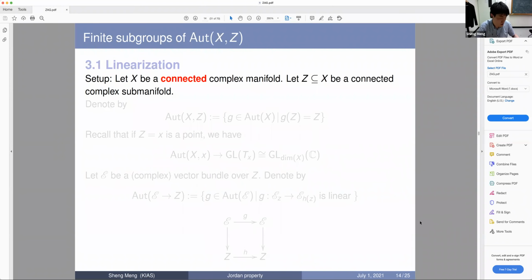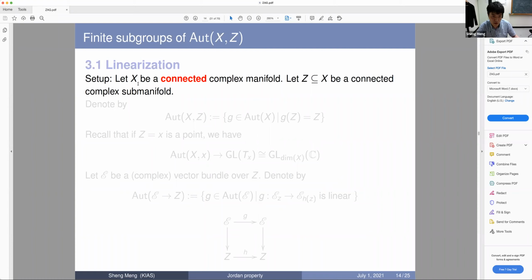Okay, now I'll talk about our main technique today. As we noticed, Camille Jordan proved the Jordan property because the general linear group has some very good linear property. But our automorphism group of a general variety is not necessarily linear. So our first step is to make it as linear as possible.